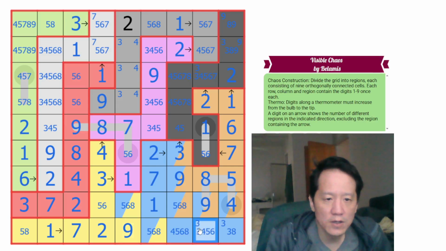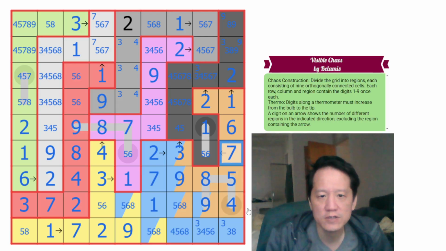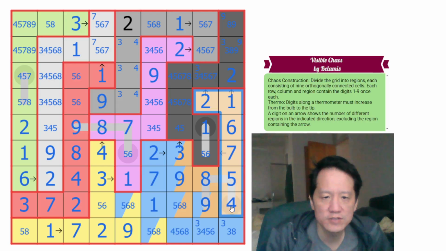We know one of these cells is 4, and it's a blue. So this cannot be a blue. This has to be red. Or sorry, not orange, red, orange. So that's 1, 2, 3, 4, 5, 6, 7. We need a 3 for this orange space. Well, the only 3 available is here.